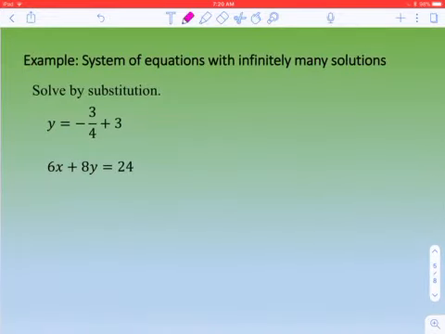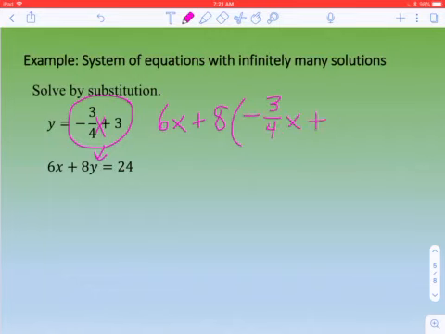This one is going to be an example of infinitely many solutions. Again, I need to make sure that I have an equation that's solved for one of the variables, and I do. This first one is y is equal to negative 3/4 x plus 3. I'm going to put that into where I see the y. So this becomes 6x plus 8 times, in parentheses, negative 3/4 x plus 3, and that equals 24.